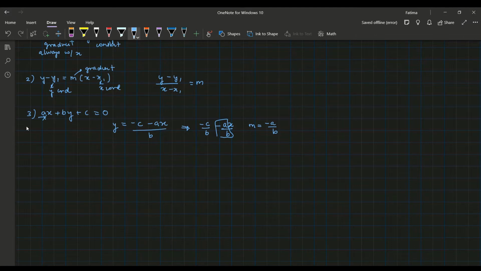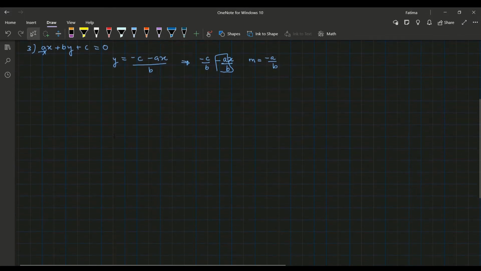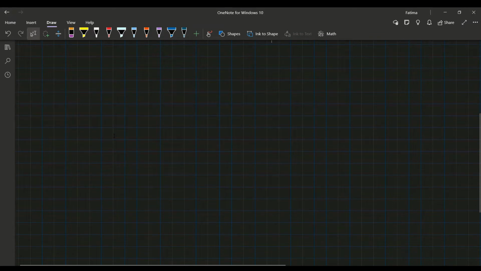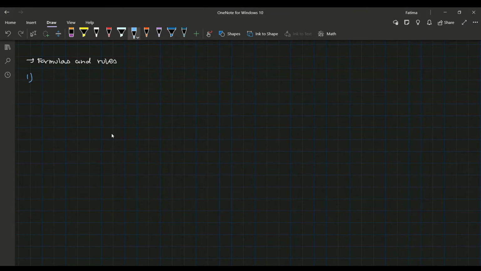Sometimes you're asked to write your equations in this form, ax plus by plus c is equal to 0, or you're given it in the question and you're expected to work with it. So now we'll be covering some formulas and rules. So the first formula is for the length of a line, or the distance between 2 points.